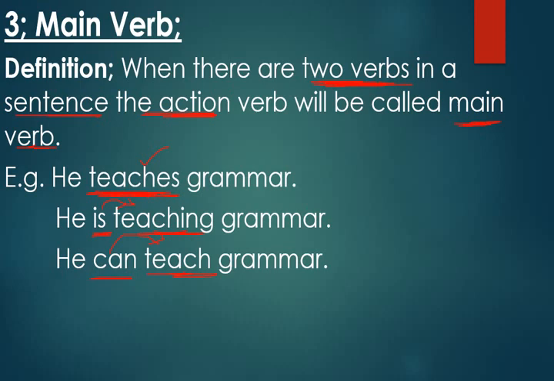So the definition of main verb is what? When there are two verbs in a sentence, for example, is and teaching, can and teach. The action verb in the second example is teaching; this will be your main verb. In the third example, teach is your main verb because there are two verbs, can and teach. So the action verb teaching in the second example and the action verb teach in the third example is your main verb.